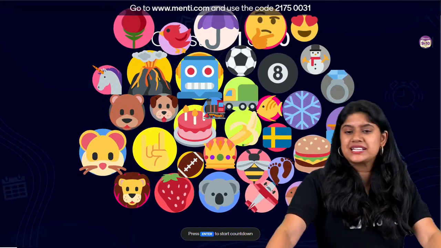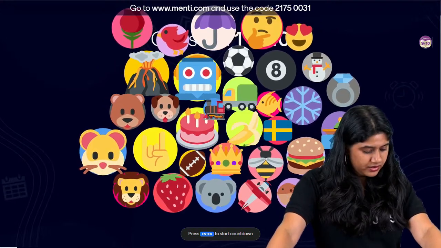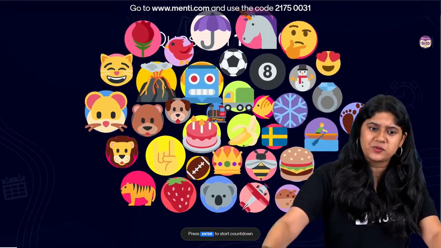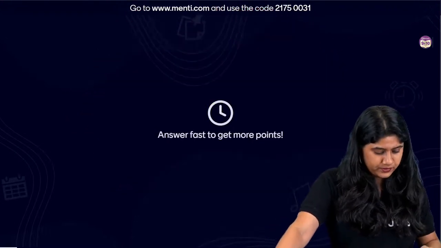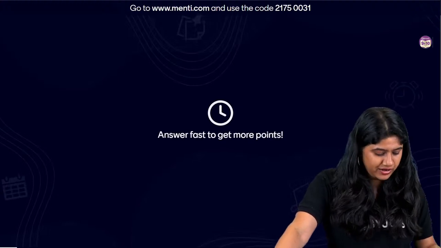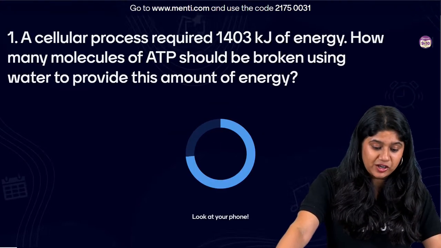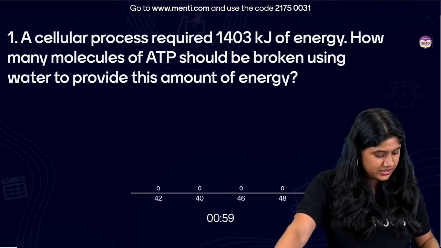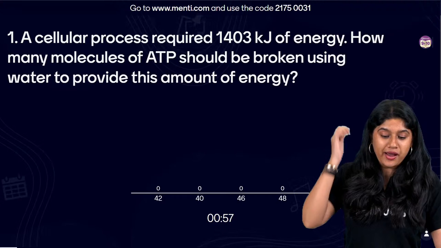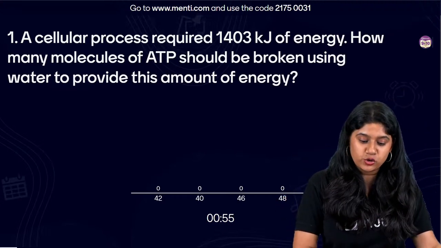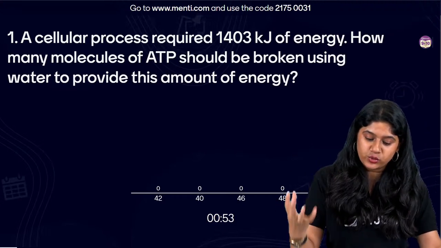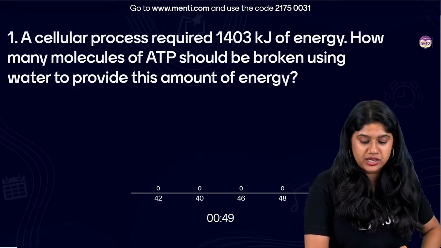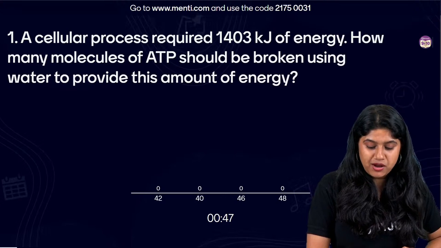Okay, let's get started with the very first question. Everyone, all the best. We will be discussing these questions, and here we go. The question is: a cellular process required 1403 kilojoules of energy. How many molecules of ATP should be broken using water to provide this amount of energy?